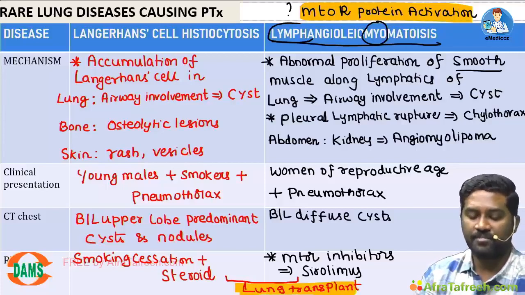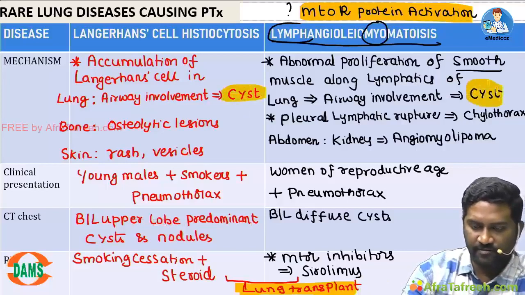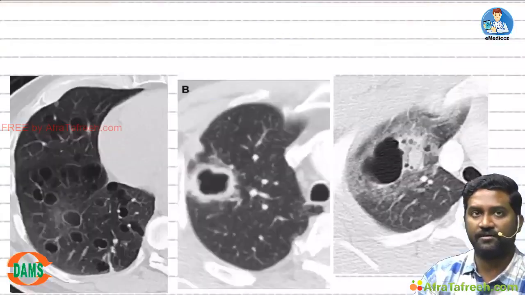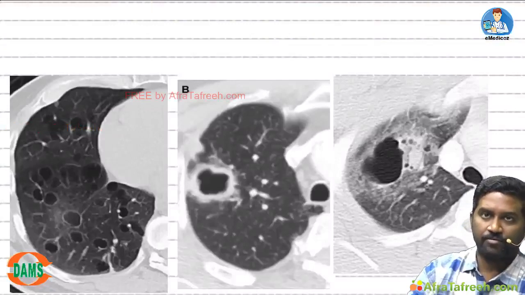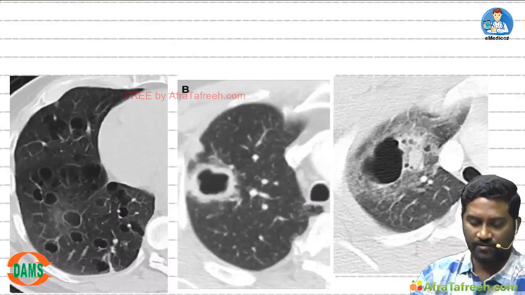lymphangioleiomyomatosis. Let us see how to differentiate cavity, pneumatocele and cyst, because all these are air-filled areas. Once you see them in a CT chest, you will be confused how to differentiate. Now these are three air-filled areas. I want you to identify which is cyst, which is cavity, which is pneumatocele.